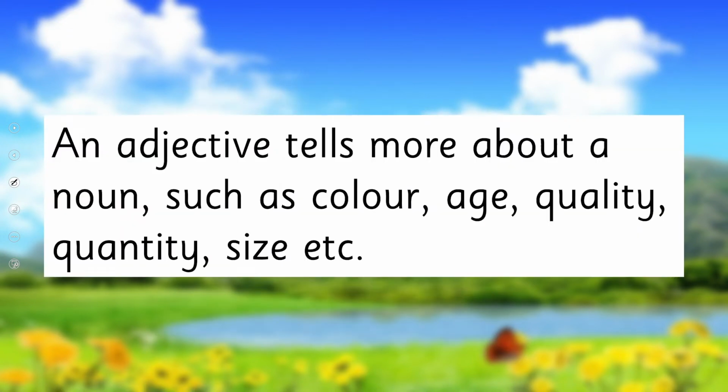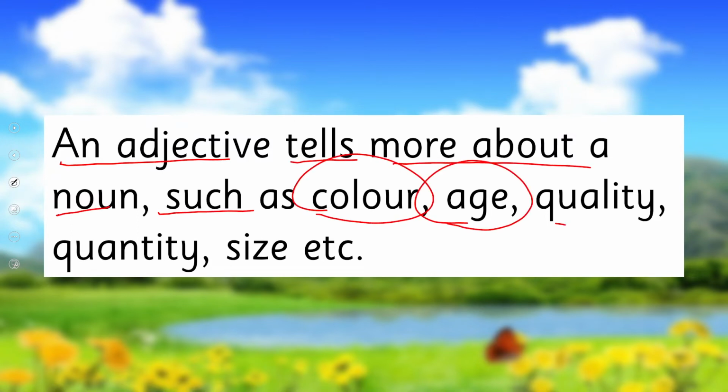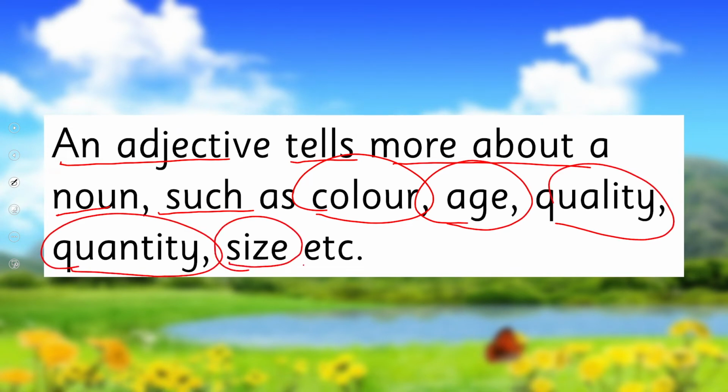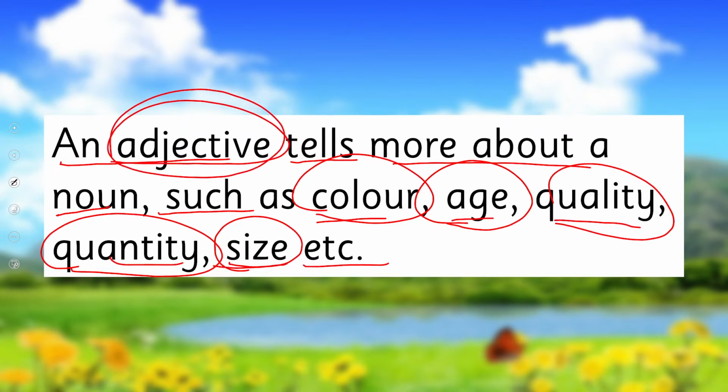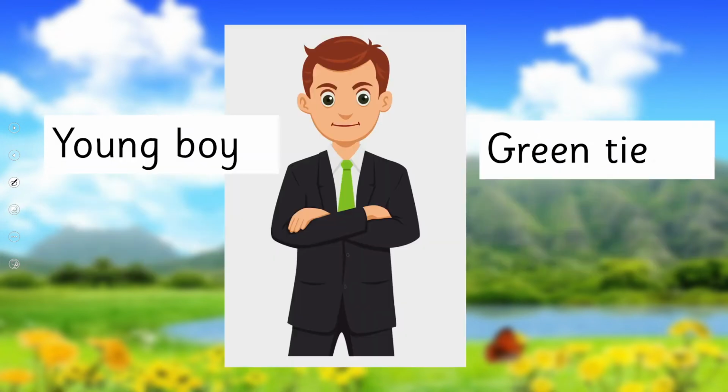And what is adjective? An adjective tells more about a noun, such as color, age, quality, quantity, size, etc. All the words which tell these things about nouns are adjectives, even more than that, okay, which tells us more about a noun, okay. For example, boy, we know it's a noun. Young boy, this word is telling us something about this noun, that's why it's adjective.